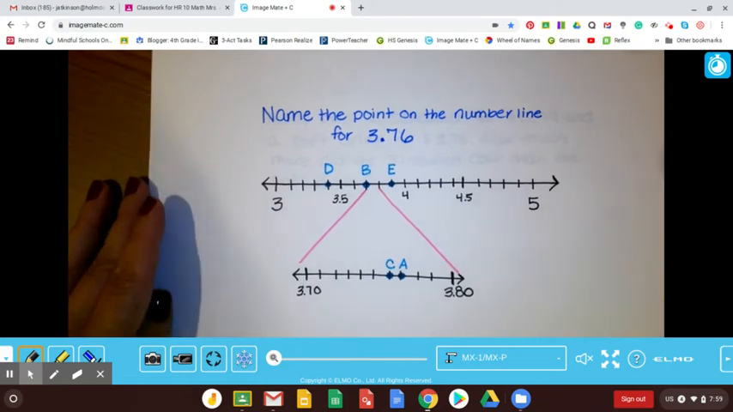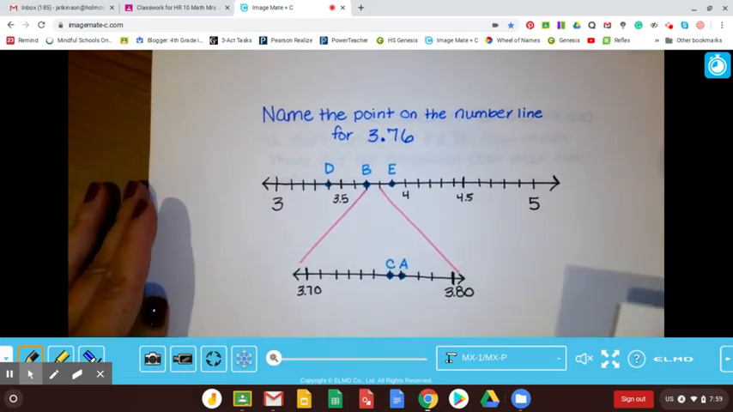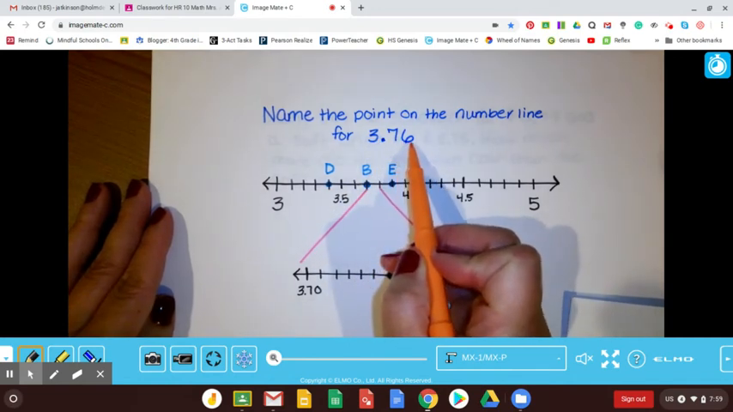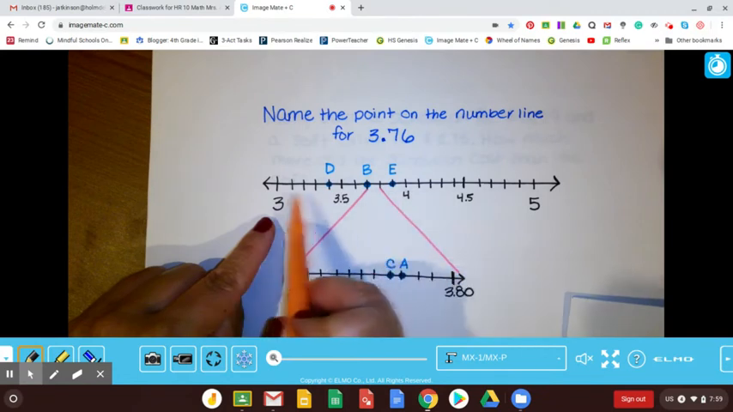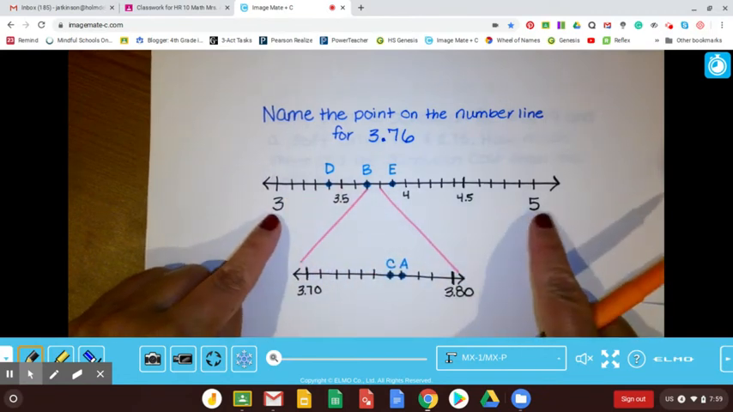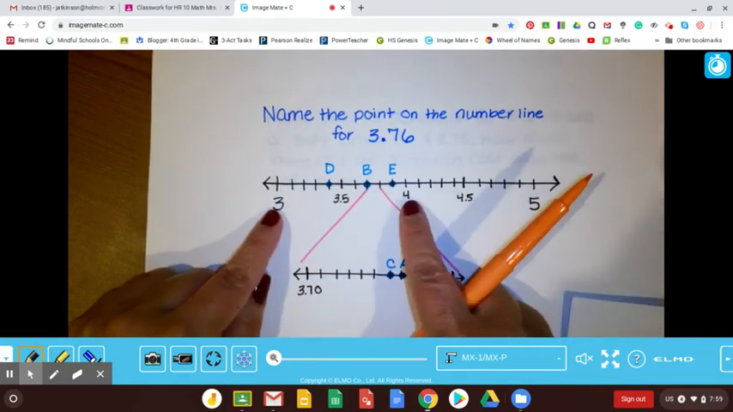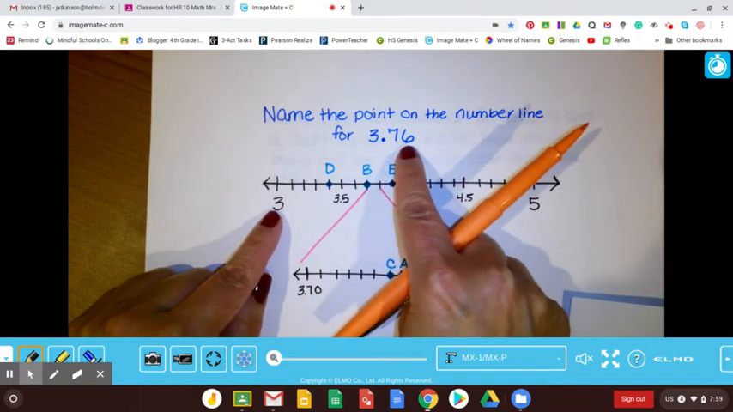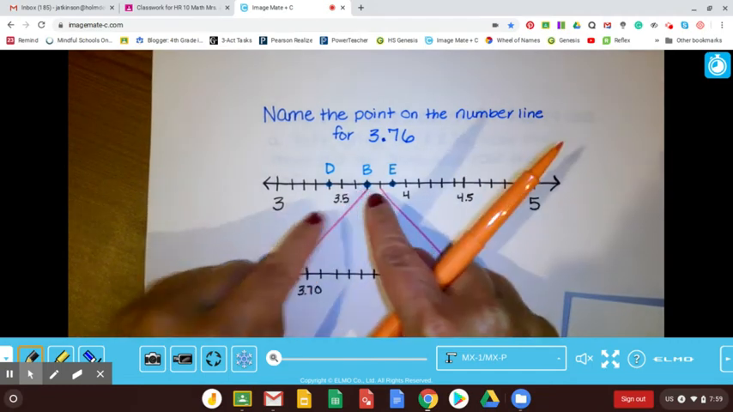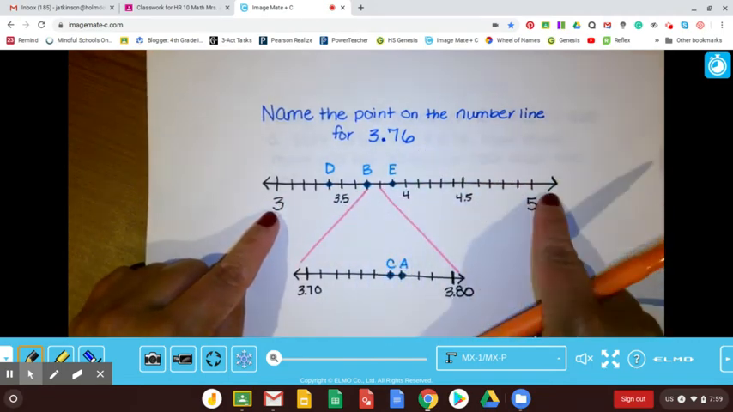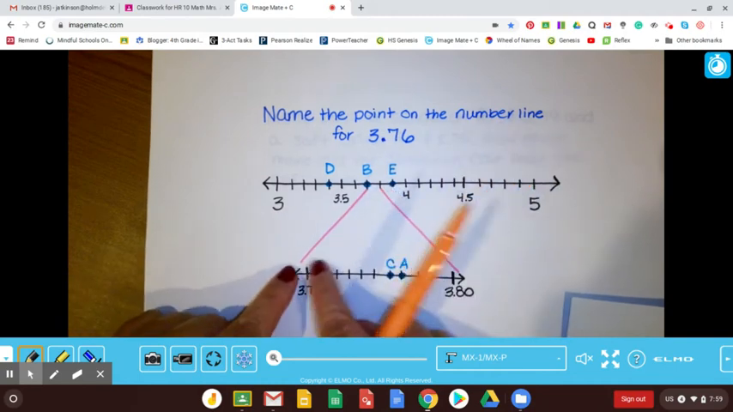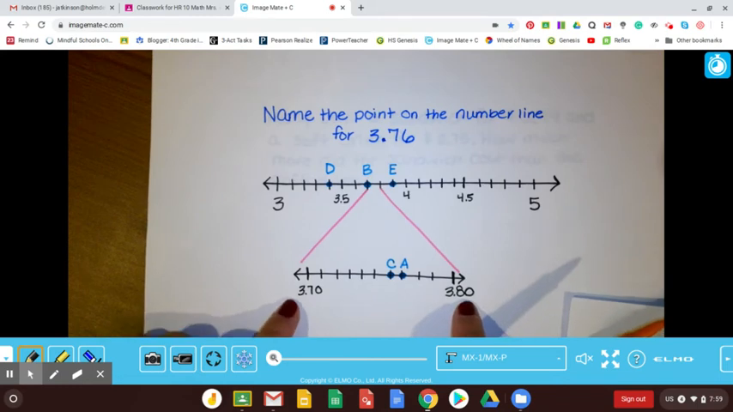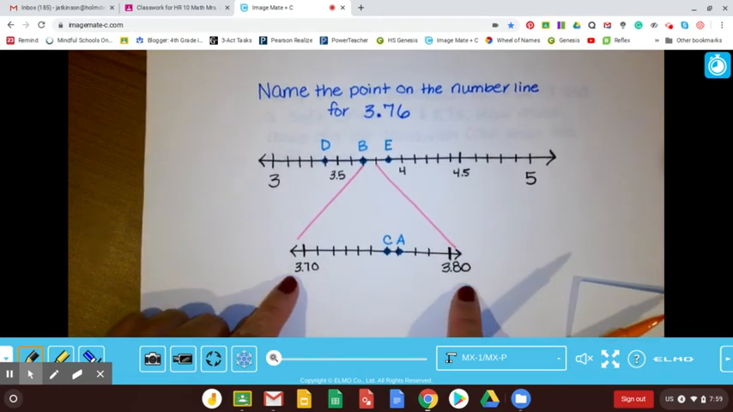All right, so our first question here is name the point on the number line for 3 and 76 hundredths. So the first thing you should do when you see any number line is just notice the beginning and the ending. So I have a 3 and a 5, so that means 4 is somewhere in here. All right, and so they want 3 and 76 hundredths. So this one is only showing me tenths, right? So if I look at the zoomed in portion of the number line, this is showing me hundredths. So I think my answer is going to be down here somewhere.